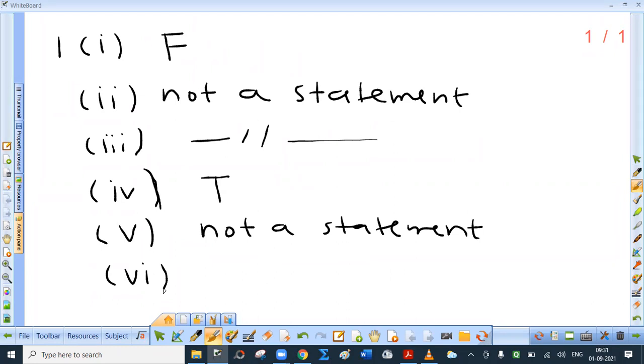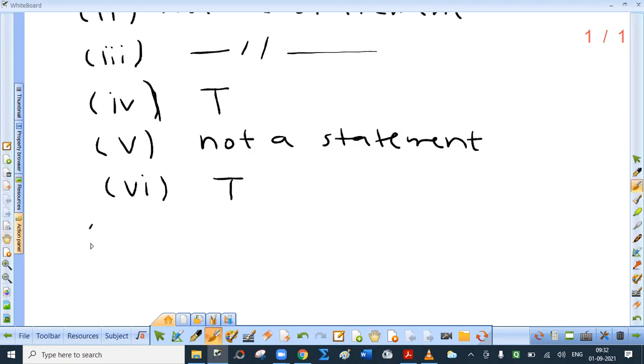Sentence number 6: Congruent triangles are also similar. What can you say about this? Write down: it is a statement which is true. Hence, its truth value is T. Seventh: x square equal to x. What can you say about this?